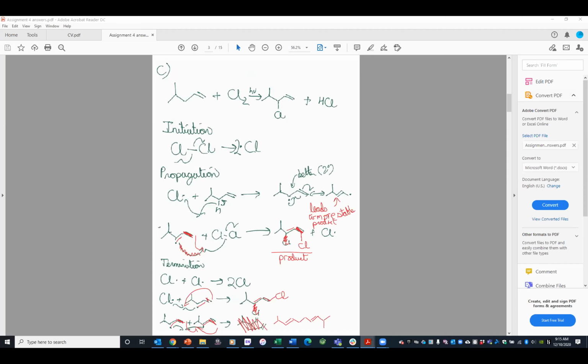Yeah, okay. And so that's why we're attacking the hydrogen next to the double bond, because we generate that more stable resonance stabilized radical instead of just a simple secondary radical.